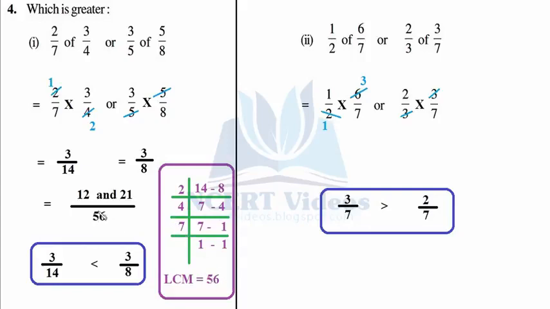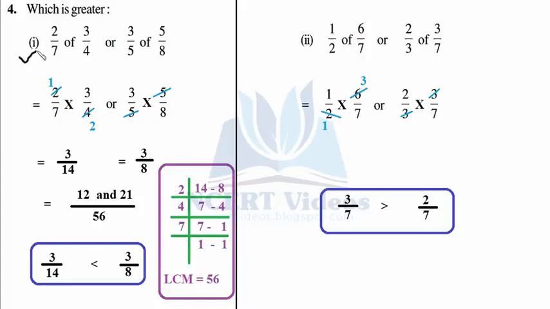Now we can take the common denominator as 56. So 14 4s are 56. So 4 3s are 12. Therefore 12 came. Now 8 7s are 56. So 7 3s are 21. So you know how to find it. You have learned in previous classes. Now you can easily compare because the denominator is same. So 21 is greater. What does it mean? It means 3 by 5 of 5 by 8 is greater than 2 by 7 of 3 over 4.